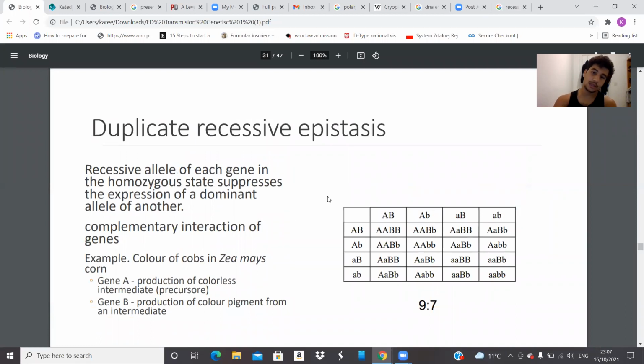Now, duplicate recessive epistasis. What this means is it works both ways. So if you have, hold on, I have another picture.